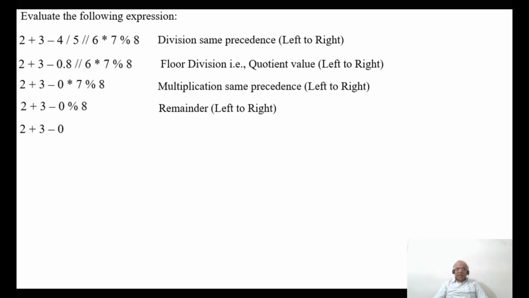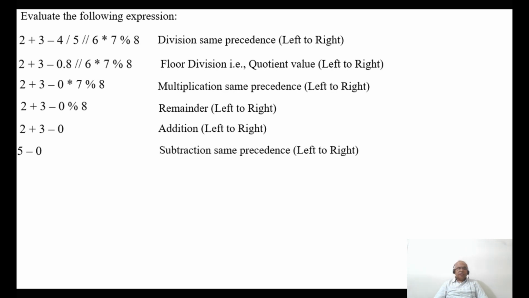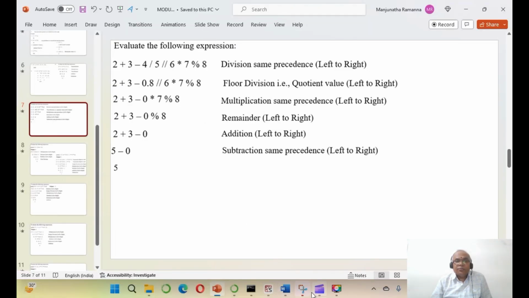Then you have the addition, from left to right. 2 + 3 becomes 5, minus 0. Then you have the subtraction: 5 - 0 becomes 5. So this is the result you will get. Whether you will get it or not, we are going to see now in the program.